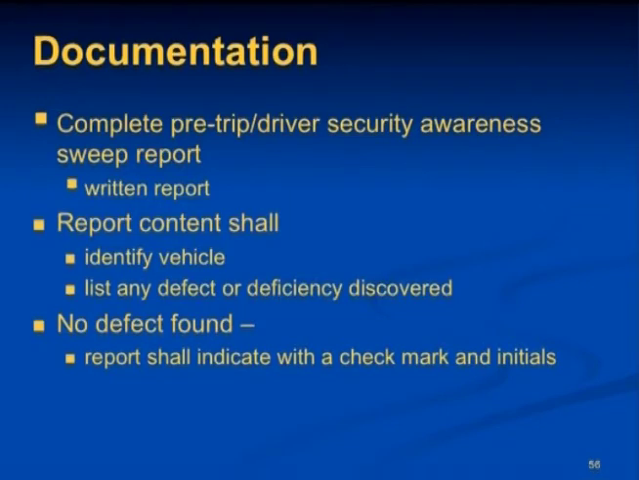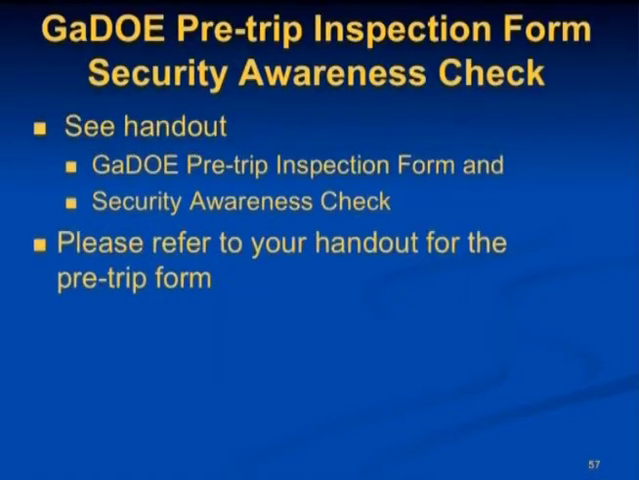Complete the pre-trip driver security awareness sweep report. It's a written report and typically a checklist. The content of the report shall identify the vehicle and list any defect or deficiency discovered. If no defect is found, the report should indicate that with a check mark and initials in the various areas. Your school district will have a specific form to fill out, and as part of your hands-on training with your over-the-road trainer, you'll see those forms and see how they are to be completed.